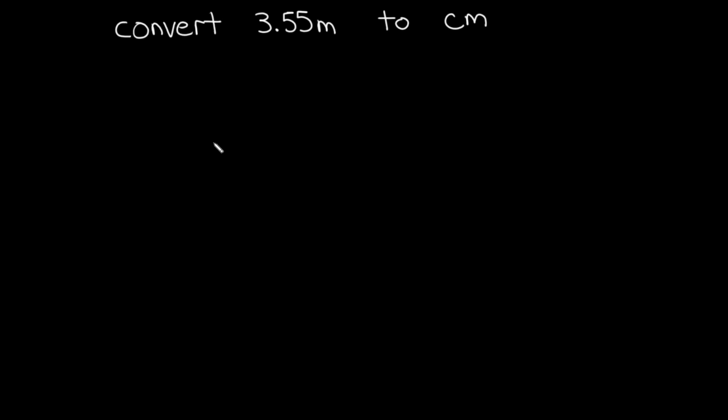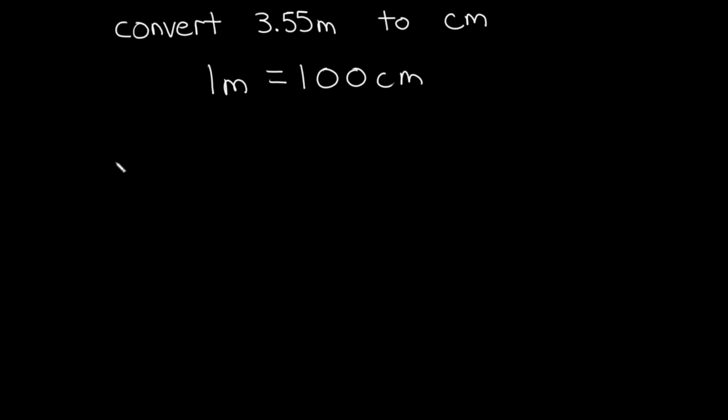In this video, I will be explaining how to convert between units. So for this first problem, we are asked to convert 3.55 meters to centimeters. The first thing that we should know before doing this problem is that 1 meter is equal to 100 centimeters. Once we know this, we can start the problem.